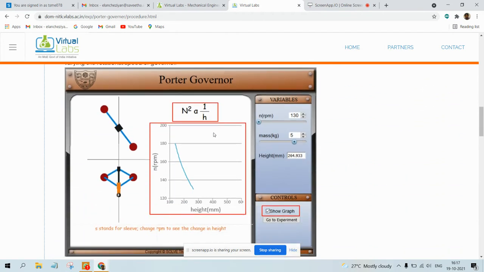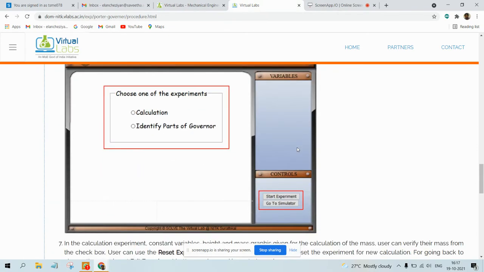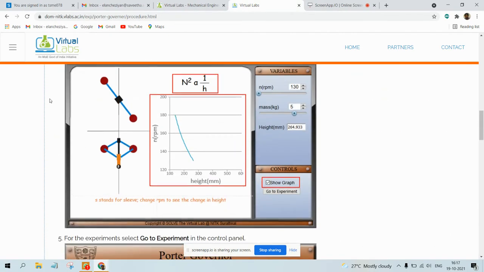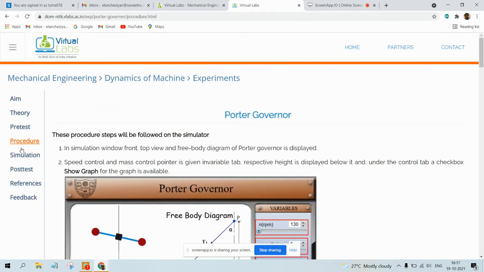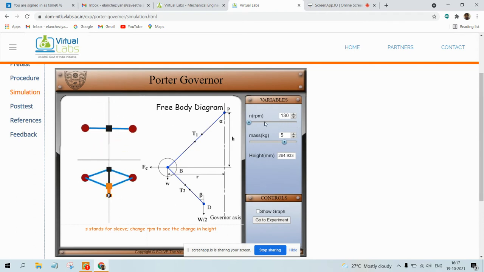So once you are into the simulation, we know how the governor is going to work. Let me explain how the simulation is going to work. After clicking the simulation part, here you can see the default setting of the speed is 130, and the mass is 5 kilogram, the weight of the ball, and height is 264 mm. The height is where the ball is suspended to the top part of the governor.